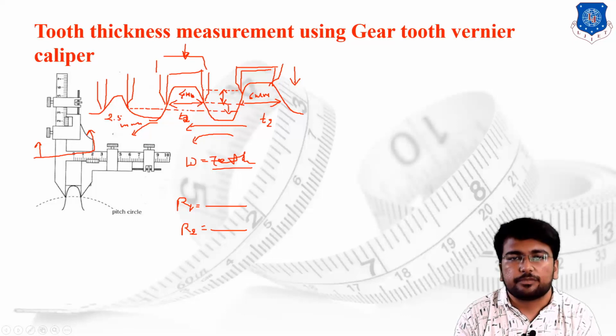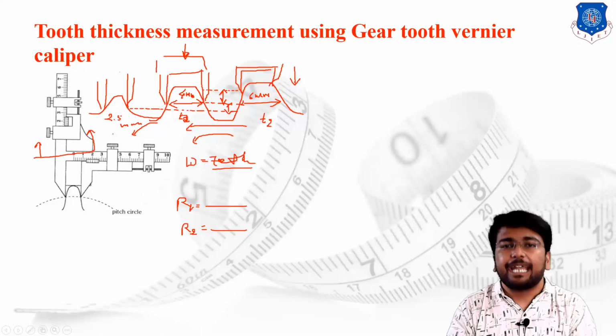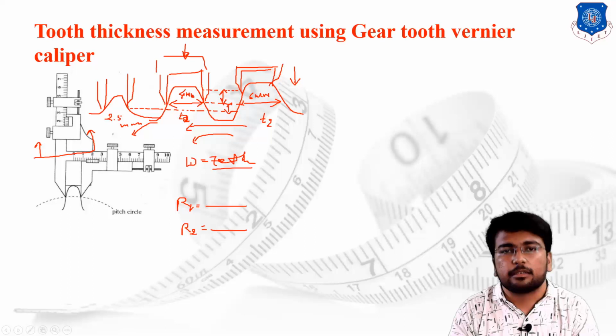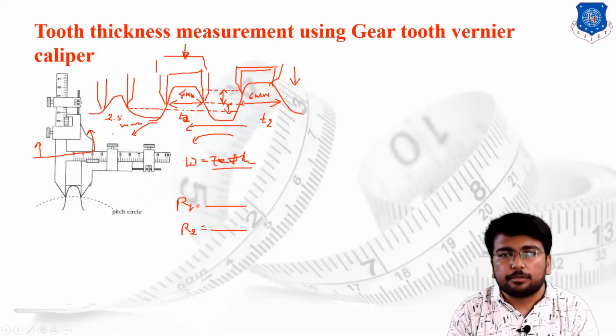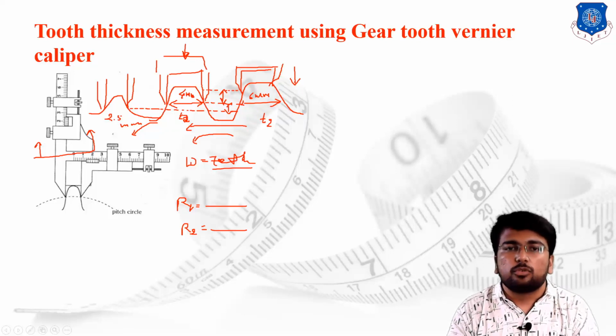This is the difference. So you are supposed to find the width of the teeth, but at what height you are supposed to find the width of the teeth, you have to define. And for defining the height of the particular gear tooth at which I am supposed to find the width, I require this vernier vertical setup.